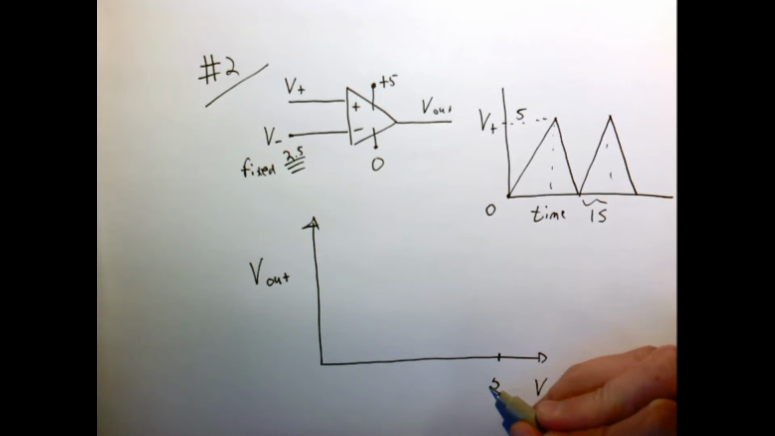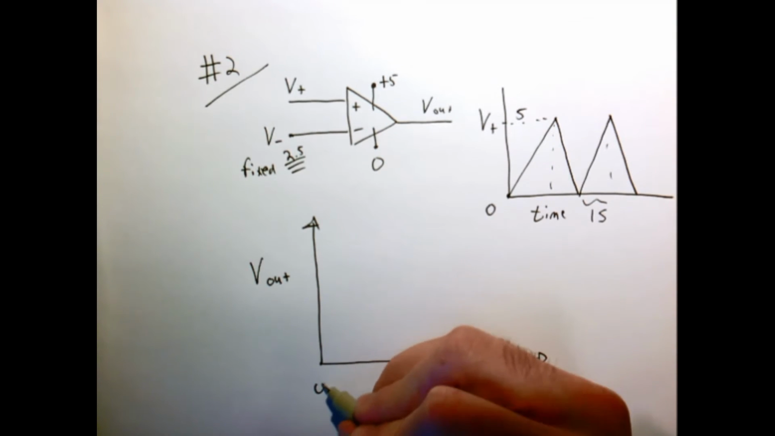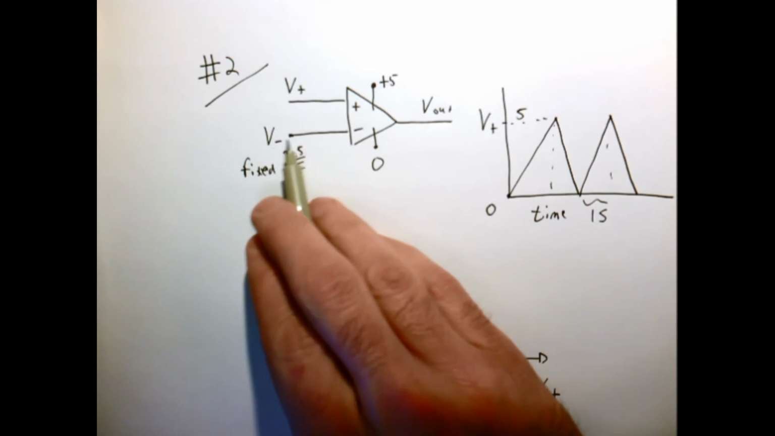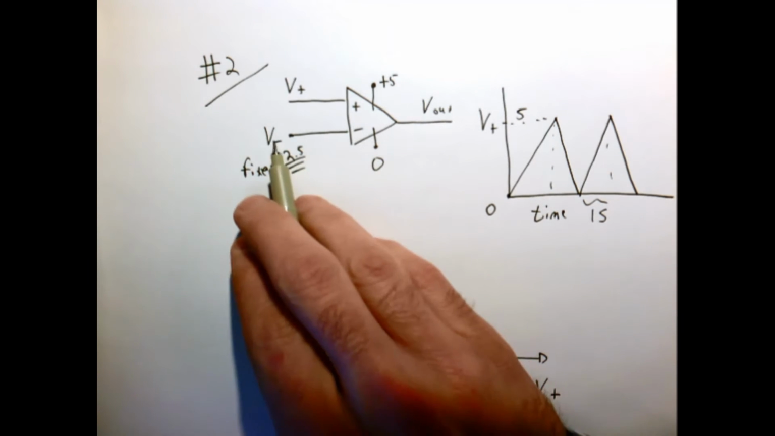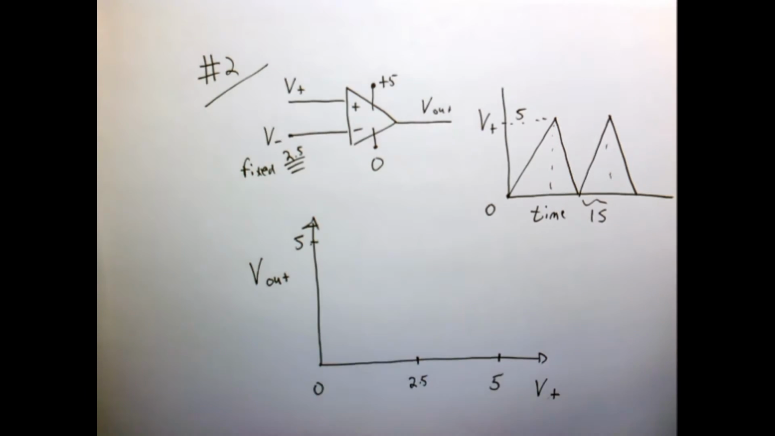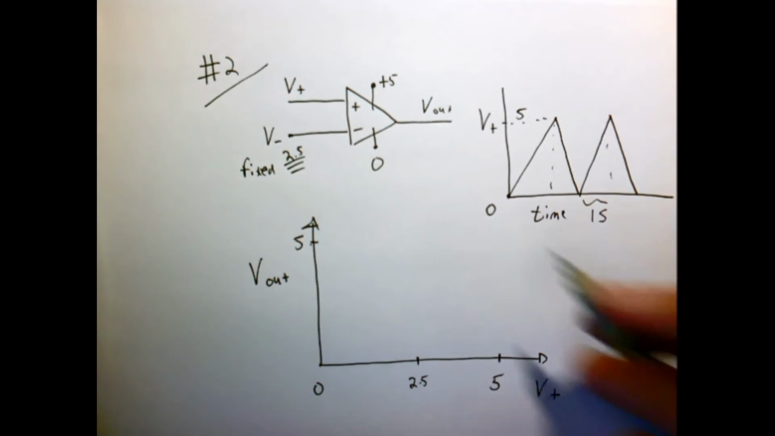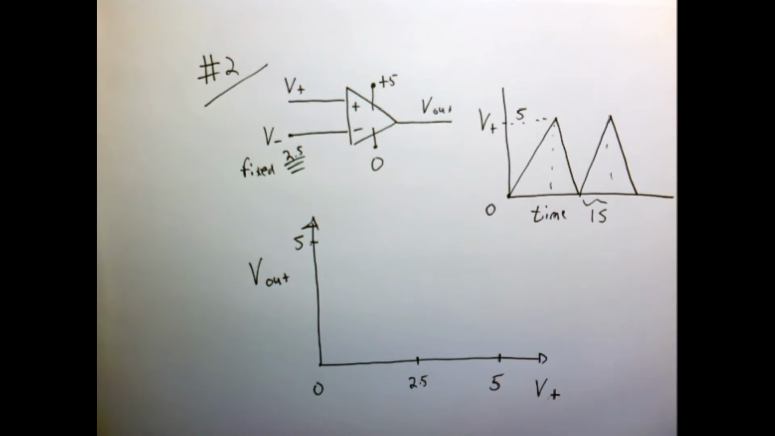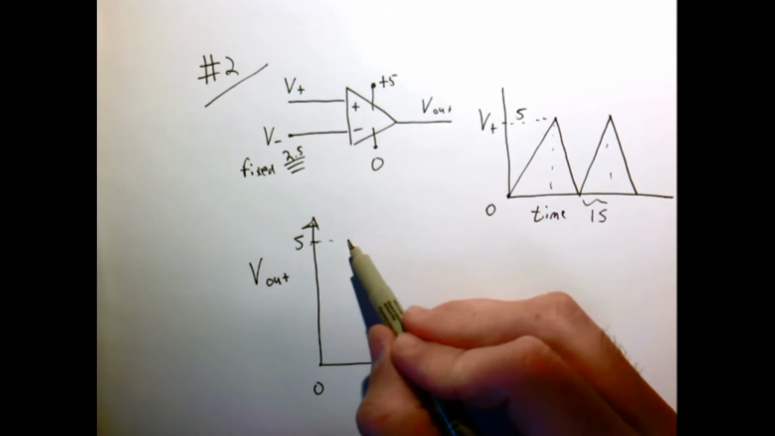V+ is limited to 5 volts and 0. Another important voltage is 2.5, which is the one we've set V- to, right in the middle. Likewise, we know that V out has to be somewhere between 0 and 5 because that's the voltage we supplied. If we do this experiment, and in fact we'll do it in class, we'd observe a curve that looks like this.